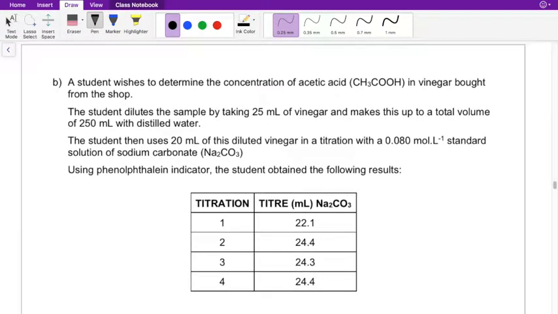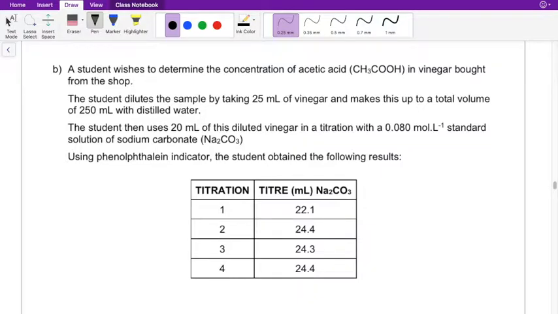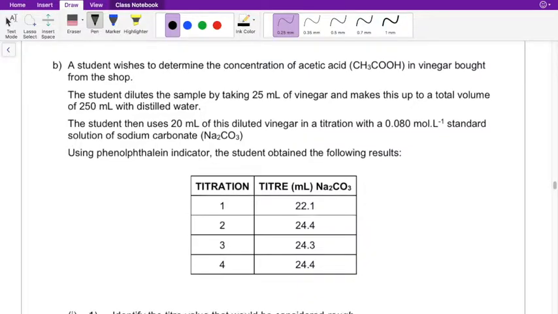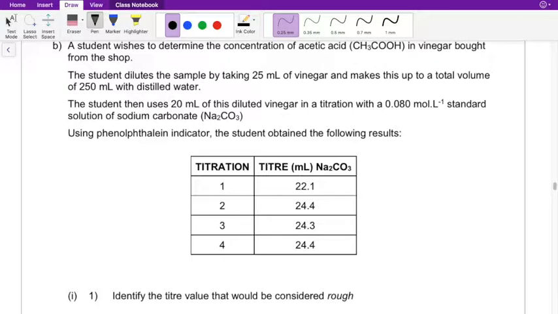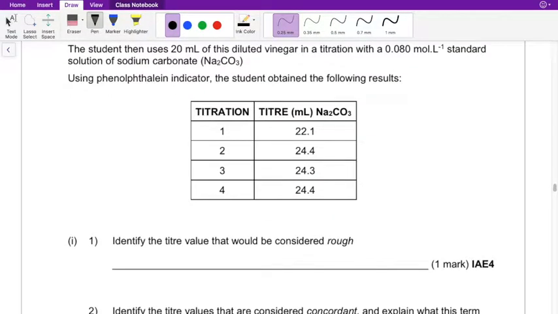A student wishes to determine the concentration of acetic acid in vinegar bought from a shop. The student dilutes the sample by taking 25 milliliters of vinegar and makes this up to a total volume of 250 milliliters with distilled water. The student then uses 20 milliliters of this diluted vinegar in a titration with 0.08 molar standard solution of sodium carbonate using phenolphthalein as the indicator. The student obtained the following results.